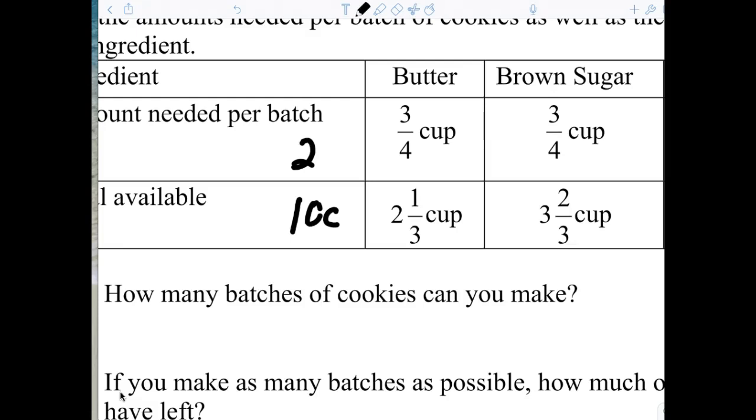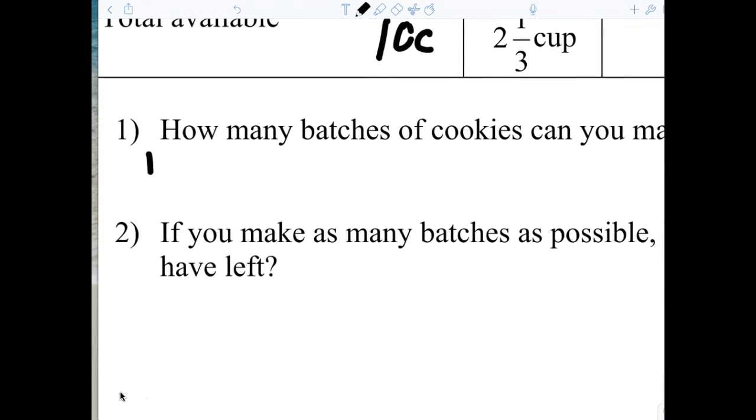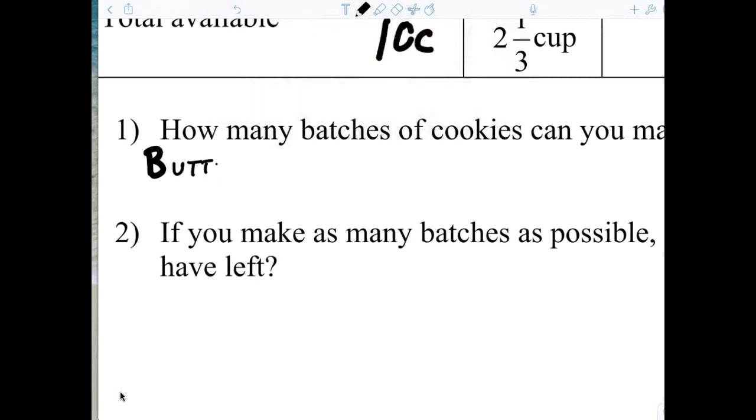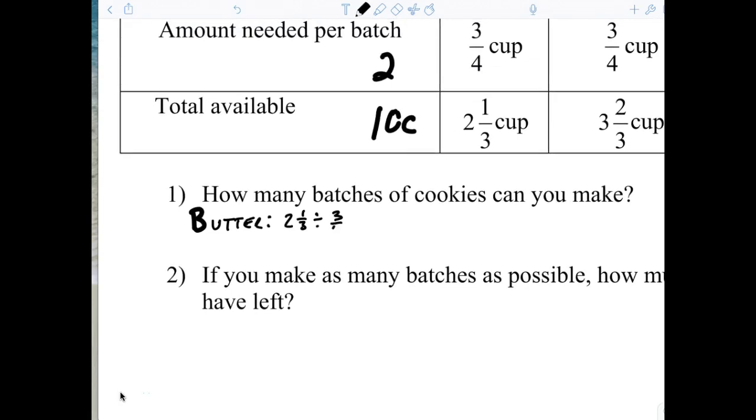And then if you redo it now and say, look, I have 10 cups, each batch requires 2 cups, it was easy to say that it was what? 5. So we did 10 divided by 2. So he said it perfectly. I'm going to take 2 and 1/3 and divide it by 3/4. All right? Now, what you have to do is write this down for me. So butter, I've got butter. I'm going to do 2 and 1/3, and we're going to divide that by 3/4.